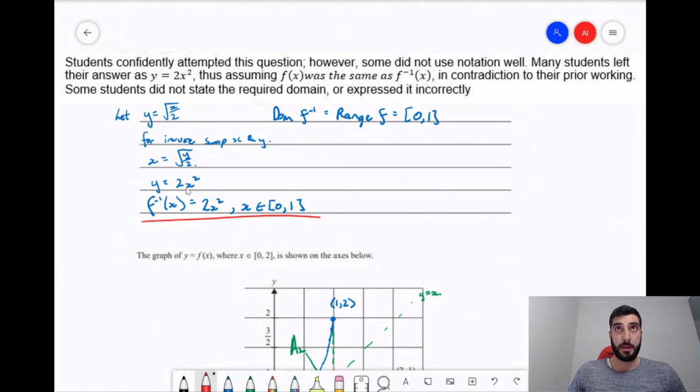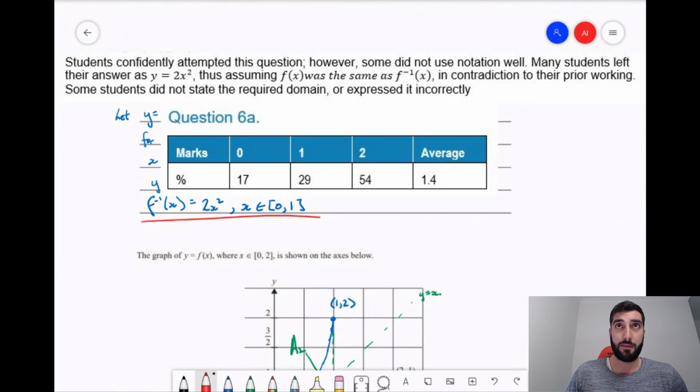Some students did not state the required domain or expressed it incorrectly. So it sounds like the biggest one, sort of the point that they pick up on, it's really important to have the notation, because we've got y is equal to x on 2 here and y is equal to 2x squared here. So that's sort of what they're talking about in terms of contradiction. We can see that around half the students got full marks, which is good to see, but that there's a good chunk of students that only got partial marks, or none at all.